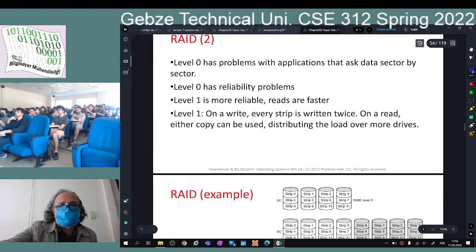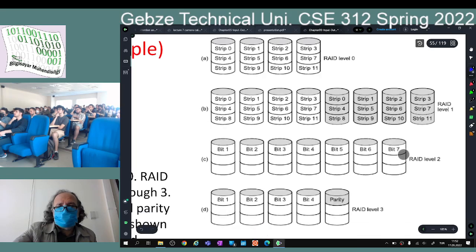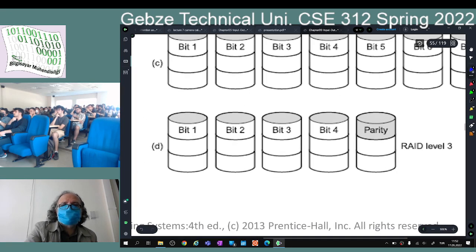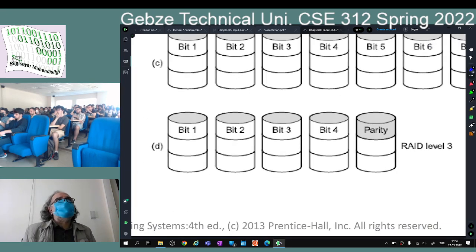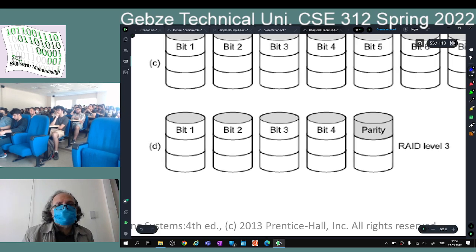Usually this is what happens. Let's look at this picture. This one says that, let's say our word is just 4 bits. I have 4 bits distributed, so this is 4 times the read and write speed. Okay, this is good. And I have a parity disk.